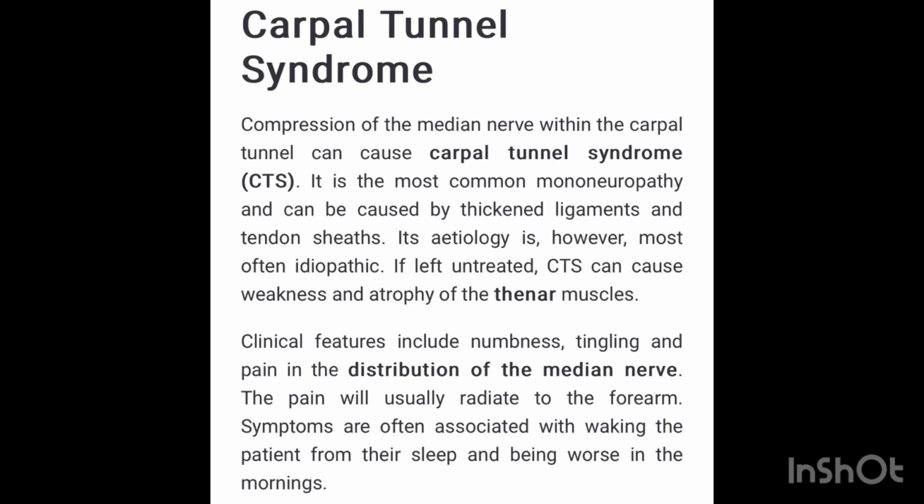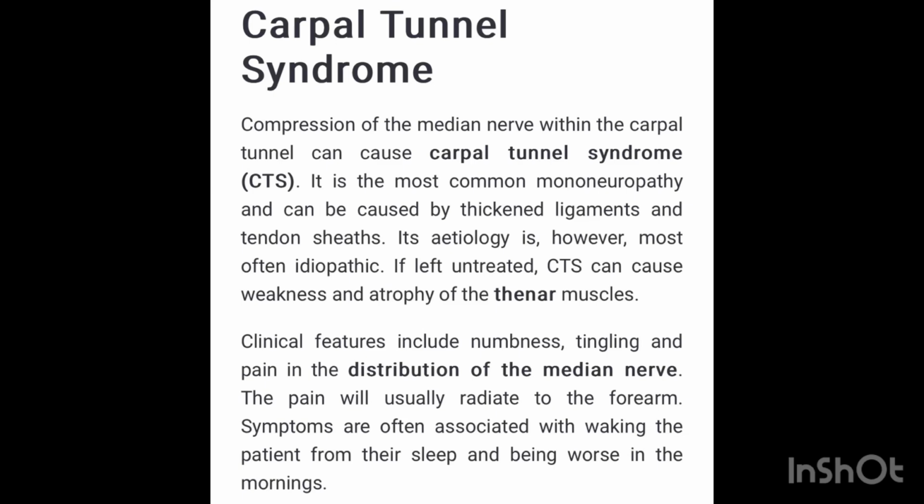So the next thing we'll be talking about is the clinical scenario, or the clinical correlation, of the carpal tunnel. What is the clinical scenario of the carpal tunnel? The first one is carpal tunnel syndrome. You call it carpal tunnel syndrome because here there is a compression of the carpal tunnel.